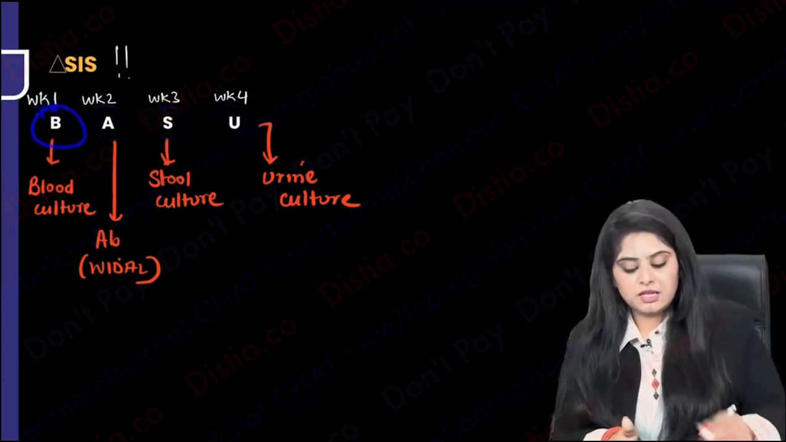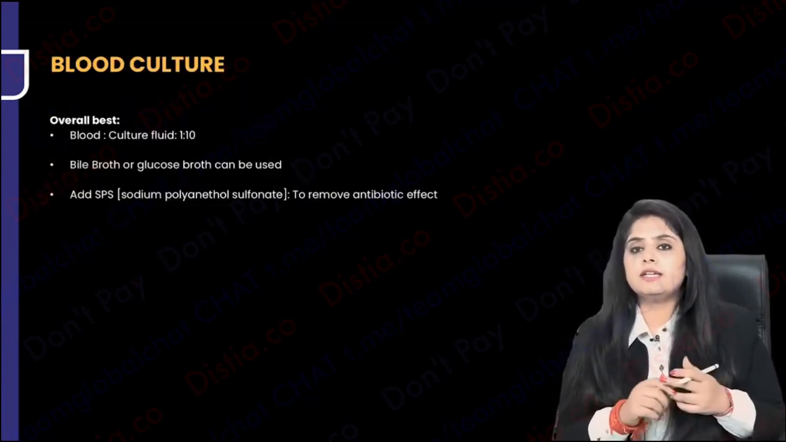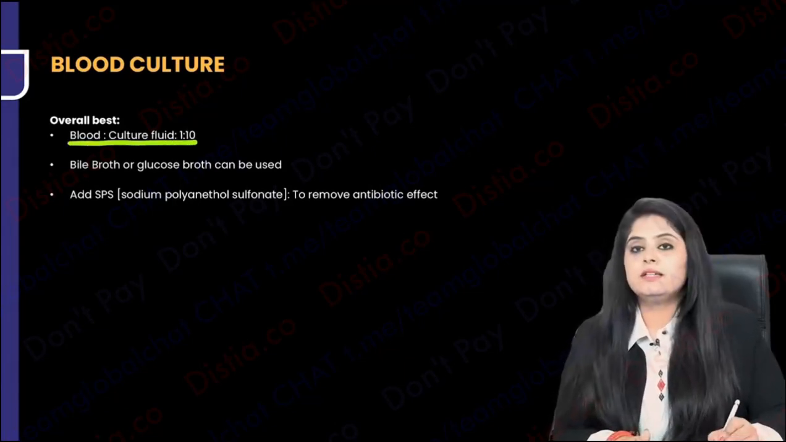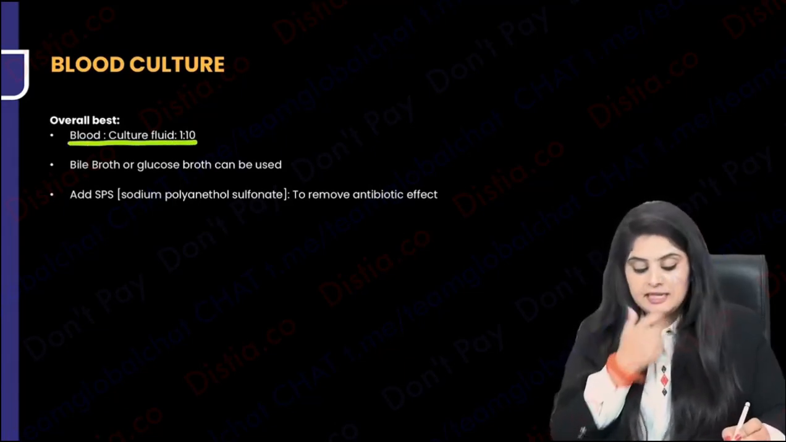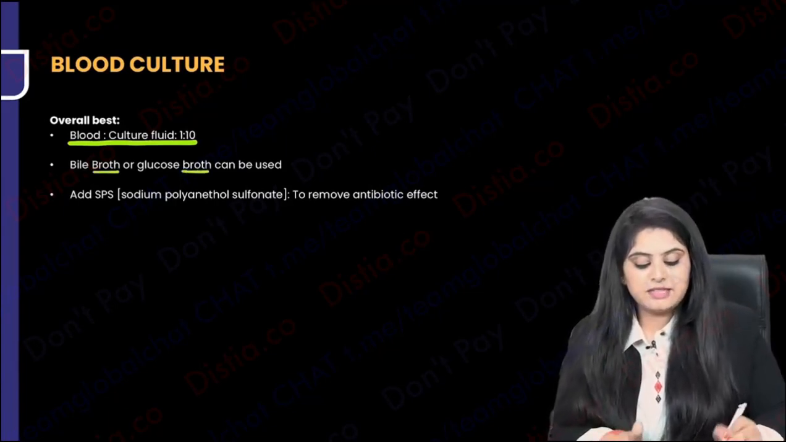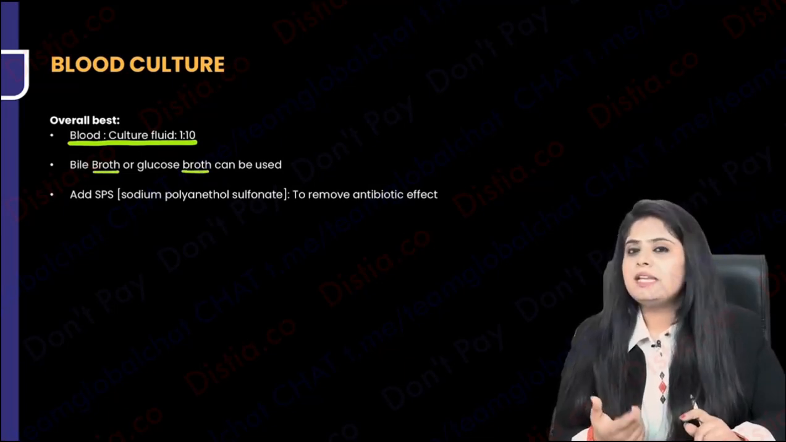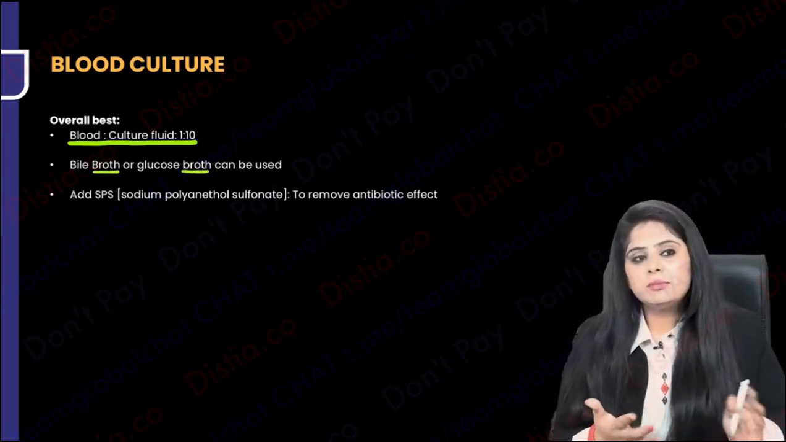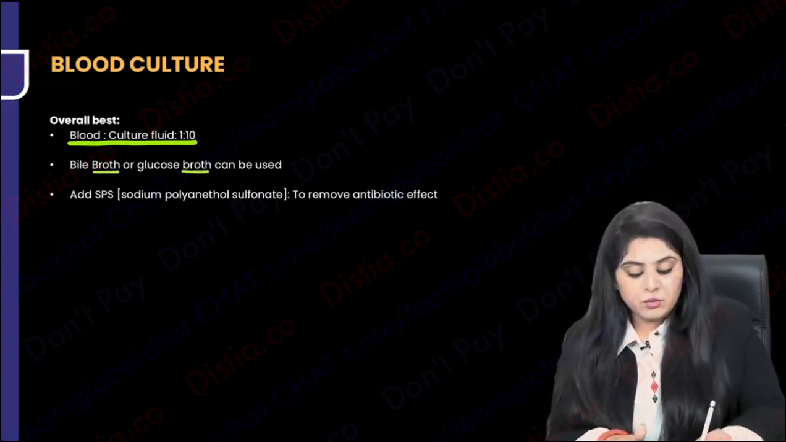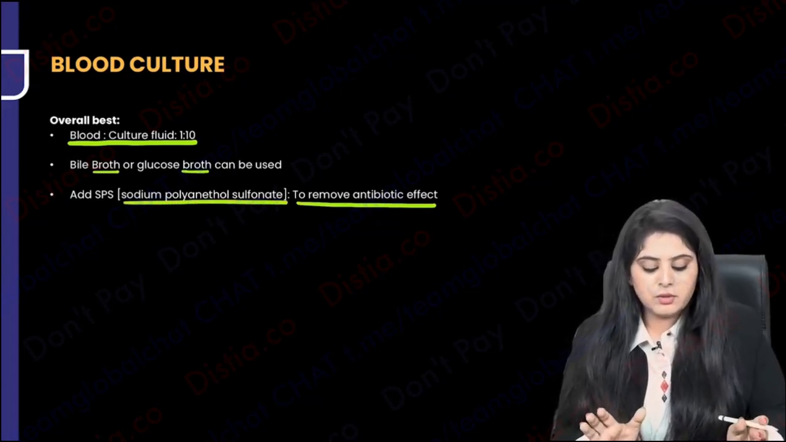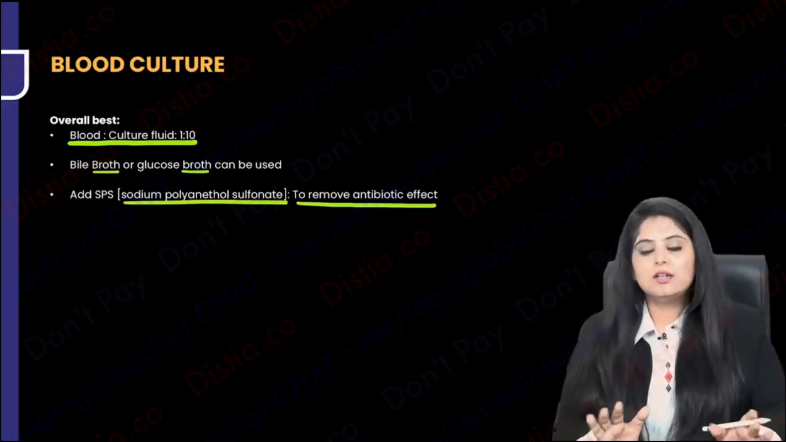Let's start with blood culture. Lots of blood culture techniques are known. So remember, they take blood and culture fluid in the ratio of 1:10. And this is usually a lot of broths that are there. So bile broth can be taken, glucose broth can be taken. And many people, because they were having diarrhea, maybe they were having antibiotics. So to remove the antibiotic effect, you might want to add SPS, sodium polyanethol sulfonate. If you want to learn it you can, not needed.